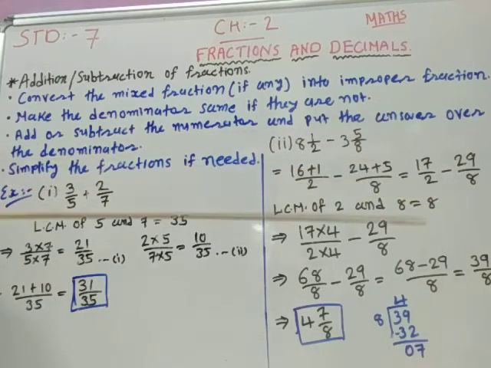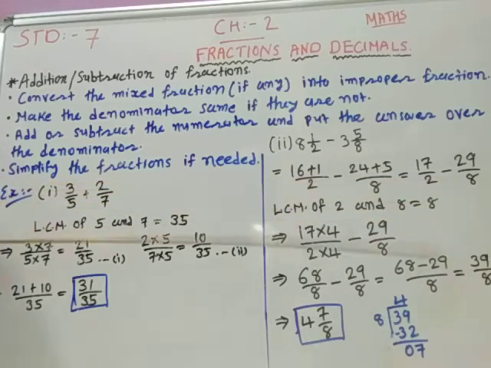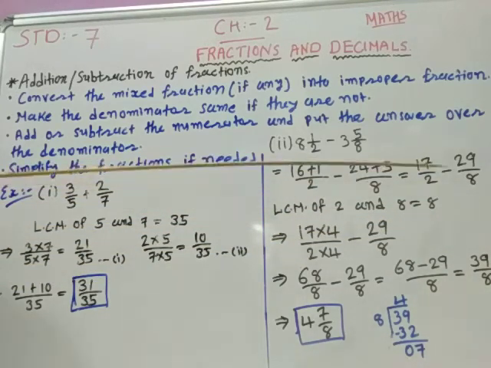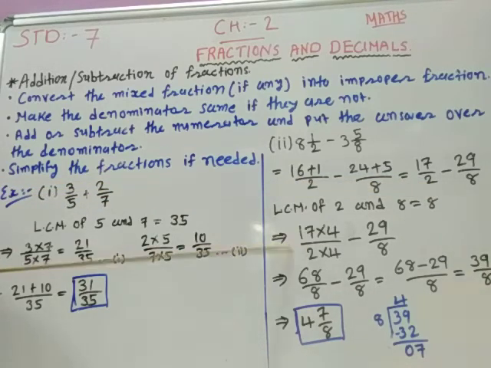Now let's check, both the denominators are different. So we have to find out the LCM of this. So LCM of 2 and 8 is equal to 8. Now multiply this numerator and denominator with 4 to get the 8. So 17 4s are 68, 2 4s are 8. Here already 8, so no need to multiply. So we put it as it is, 29 upon 8.